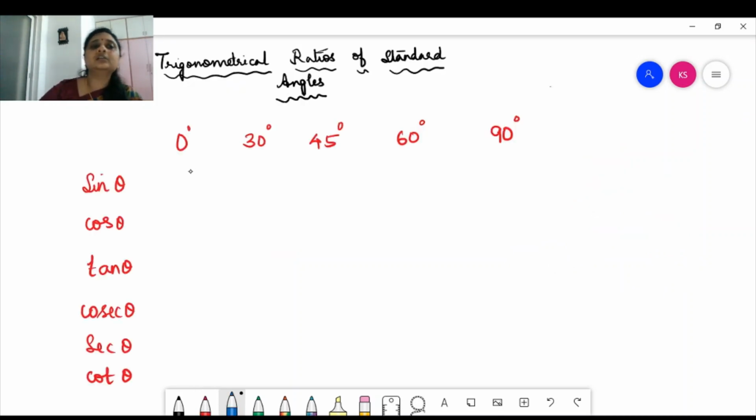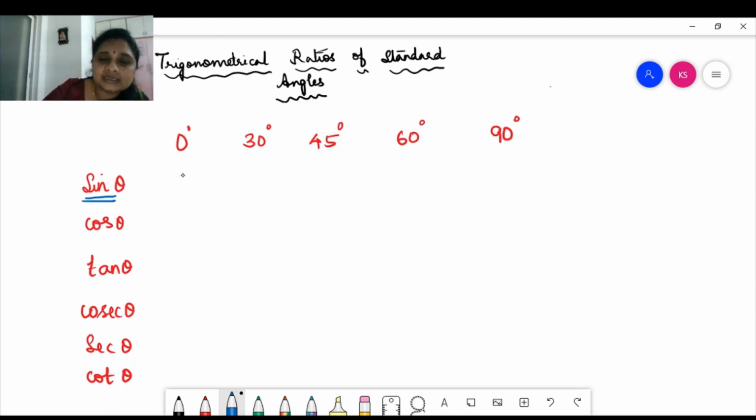So whatever angle values we have found out till now, we are going to put them in a table, tabulate it, and use it for quick reference to solve our problems based on the trigonometric ratios of standard angles. Now, I'll give you an easy tip to remember the standard angle values. Sine theta values for these standard angles we are going to look at first.